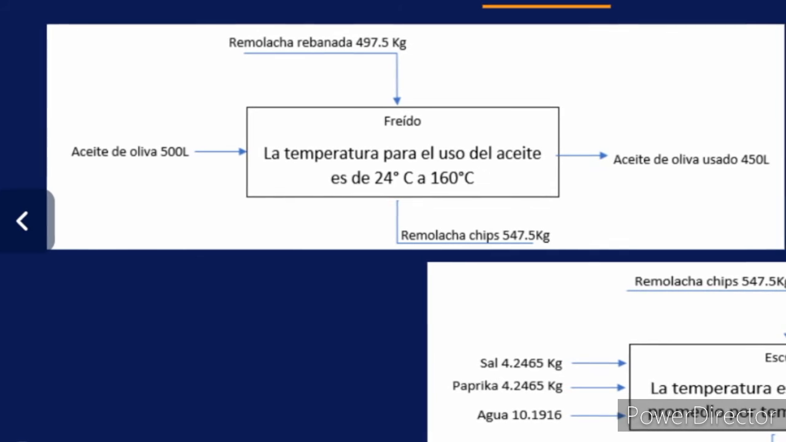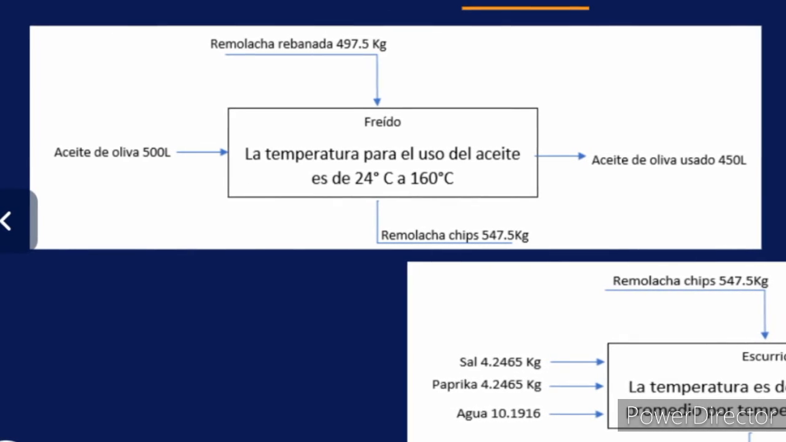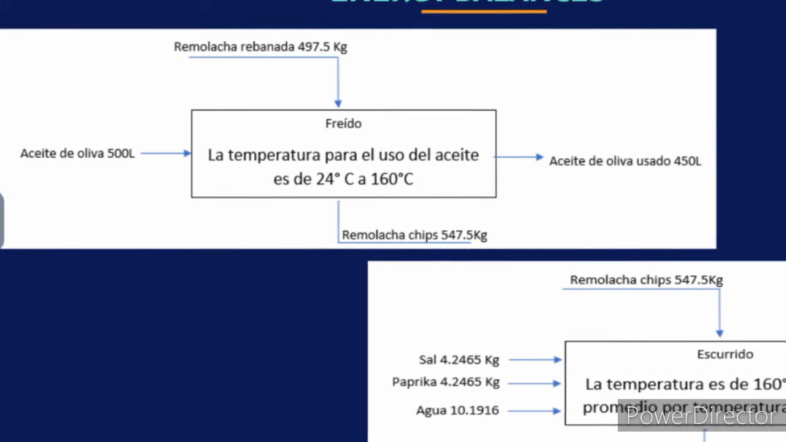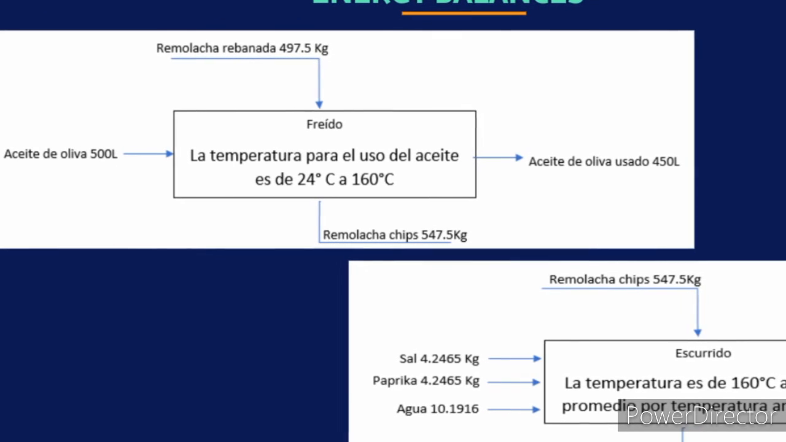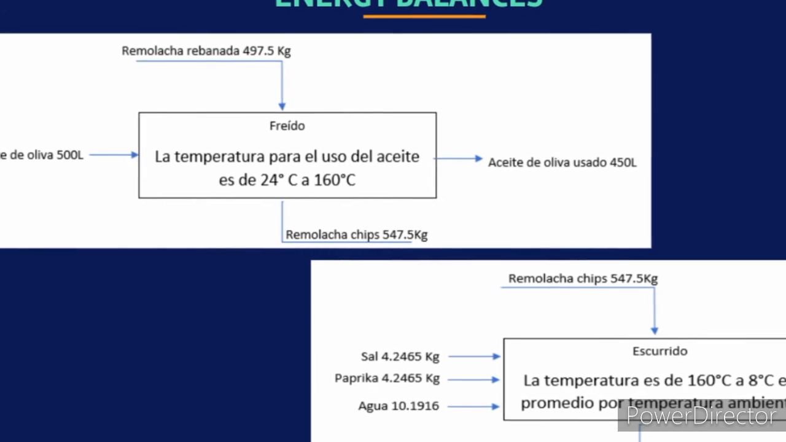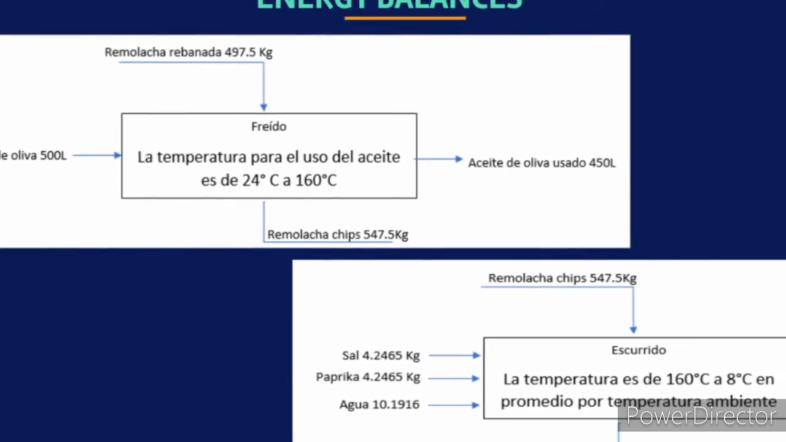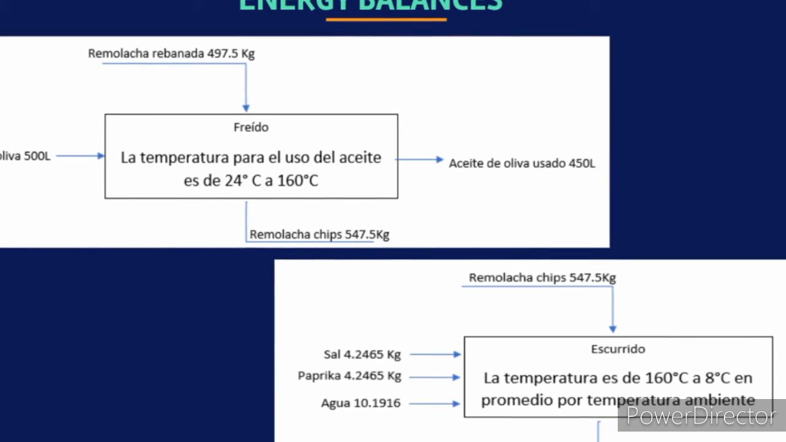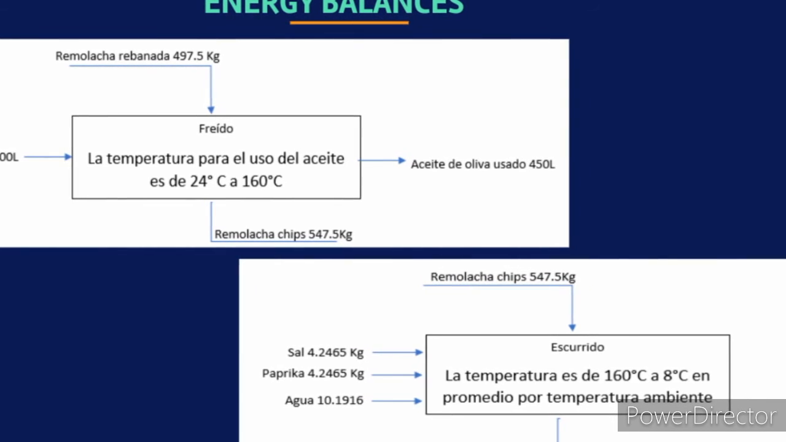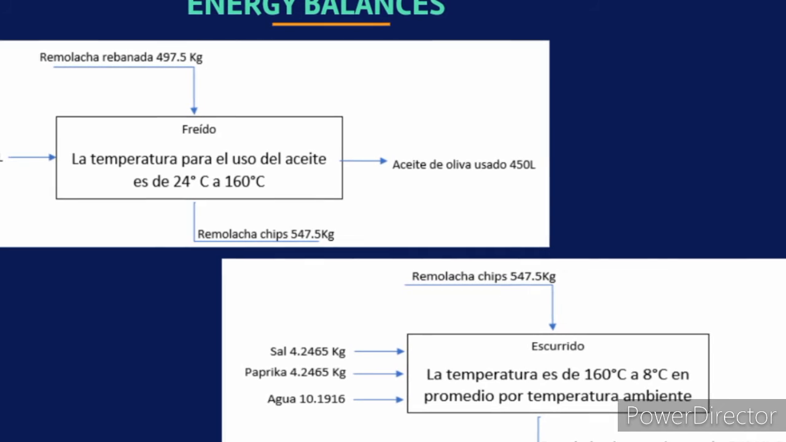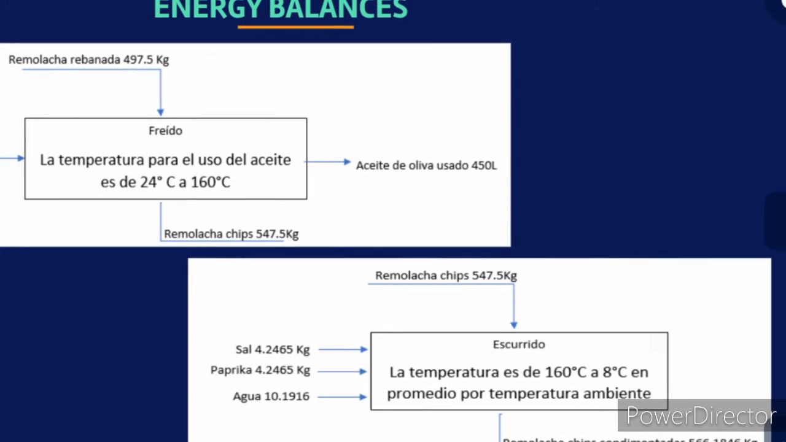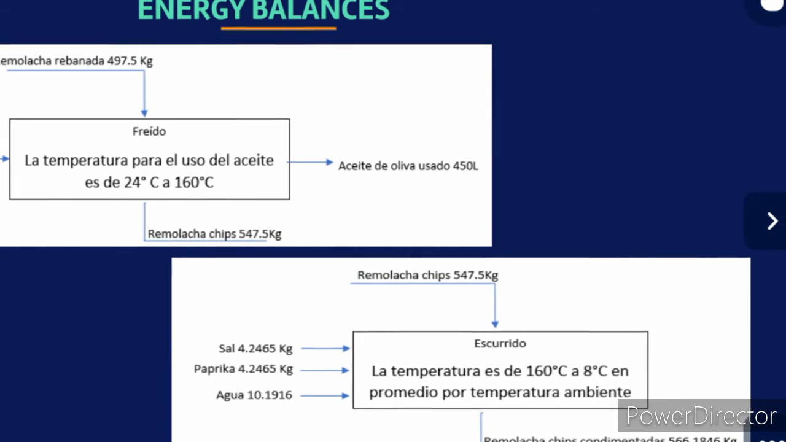On the frying, the beef increases its temperature with hot oil and its sensible heat is 135 million 3020. On the draining, the beef decreases its temperature because it is put to drain with the heat of the sun, and its sensible heat is negative 30,047.27.